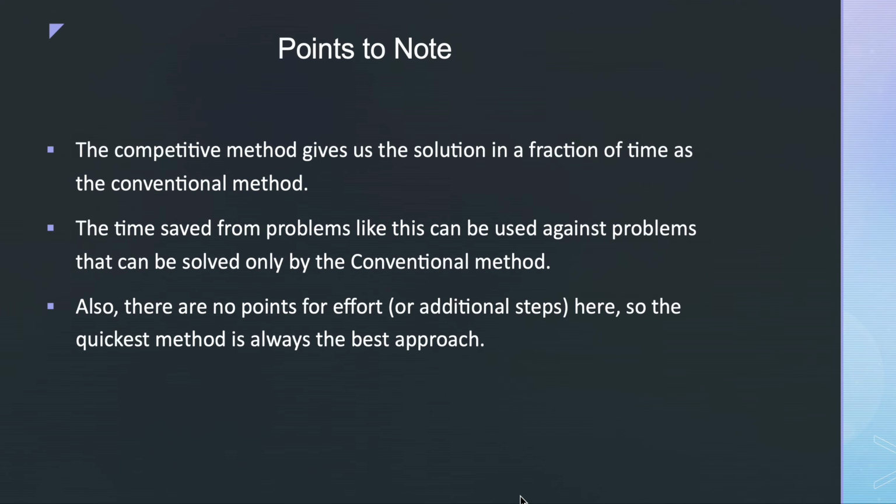As usual, some points to note here. The comparative method gives us the solution in a fraction of time, or in this case in just one step, compared to the conventional method. And you can use the time saved from problems like this against problems that you can only solve by the conventional method. No points for time or effort, so always go ahead with the quickest method.